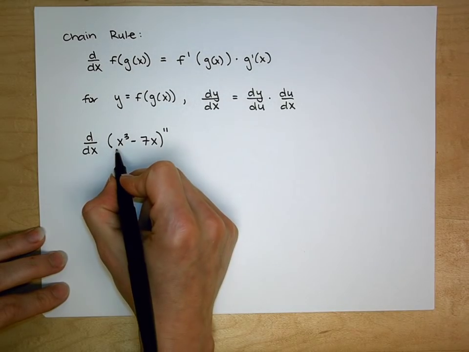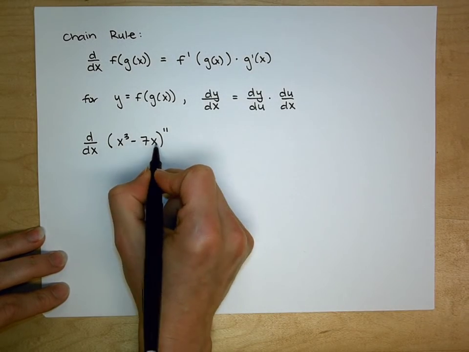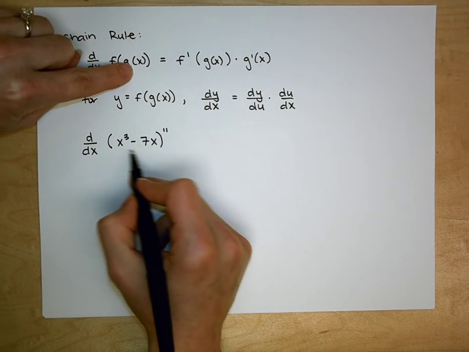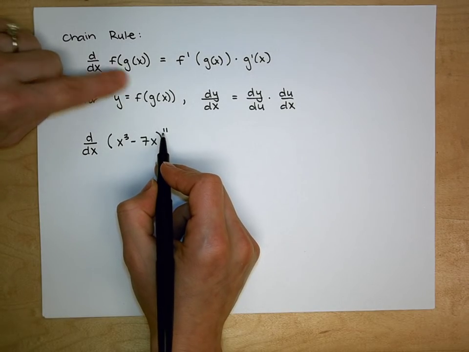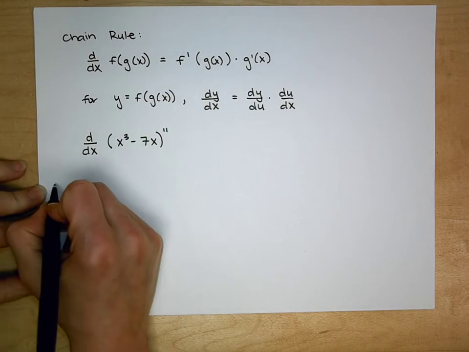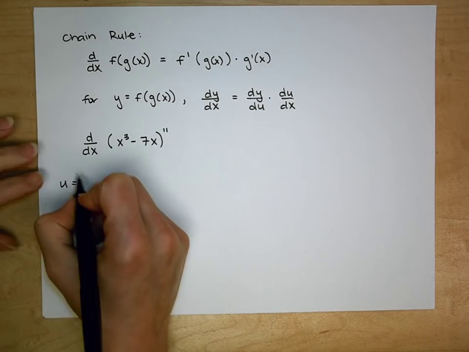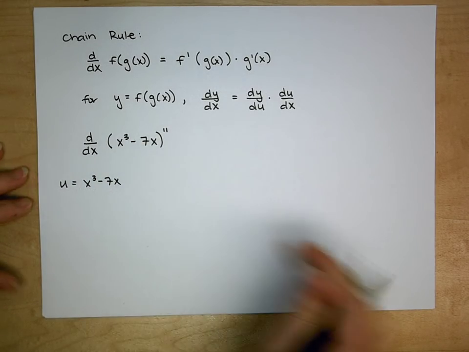So let's look at this part here, the x cubed minus 7x. This is like the inside part. You see that? That's like our g of x. It's the inside thing that I'm doing to x. And then the outside thing, what I'm doing next, is the f part, which is to the 11th power. So what we're going to do is we're going to make u the inside part, that g of x part. So u is going to be x cubed minus 7x.